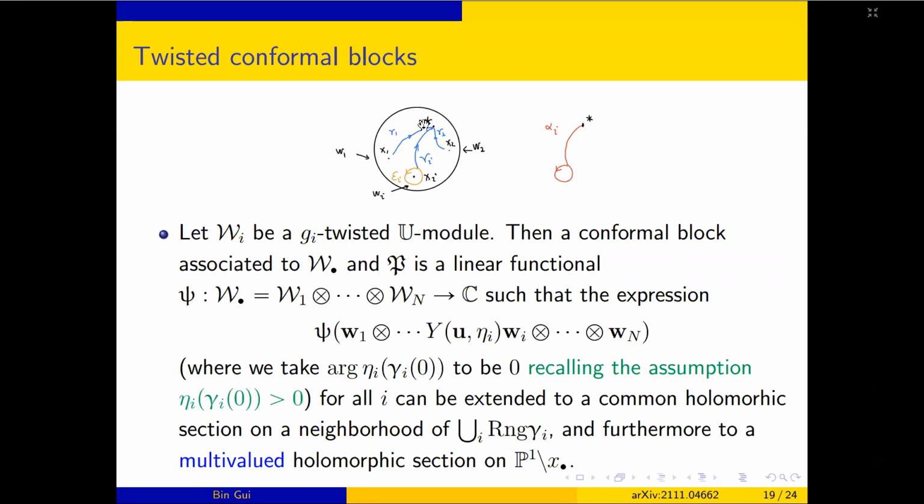This extension is single valued, and then we can extend this holomorphic function furthermore to a multi-valued function on the sphere outside these mark points. This is not a meromorphic function because the poles will have fractional powers, so I prefer not to call it a meromorphic function. But anyway, outside these mark points, this can be extended to a multi-valued section. This is the modification we need in order to define the twisted conformal blocks.